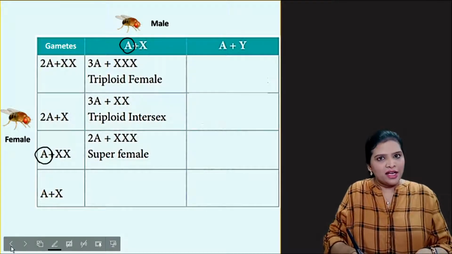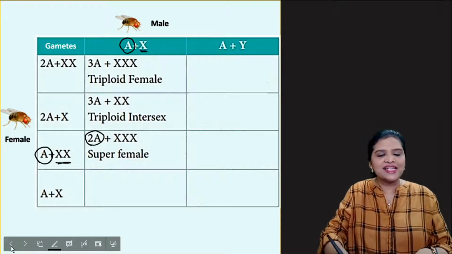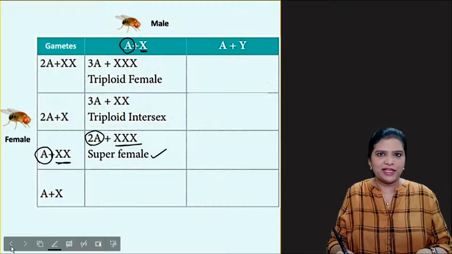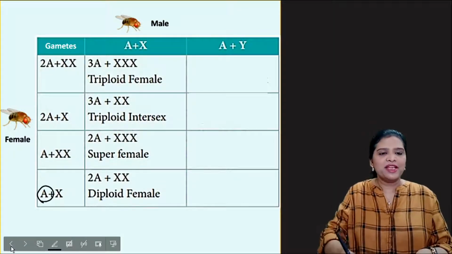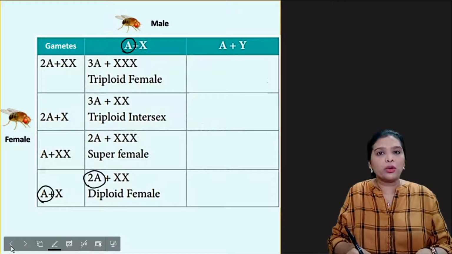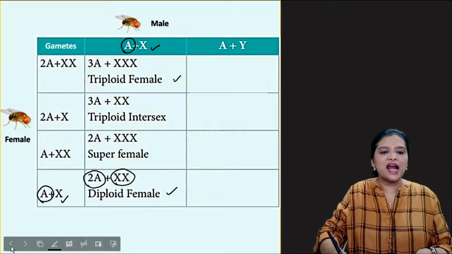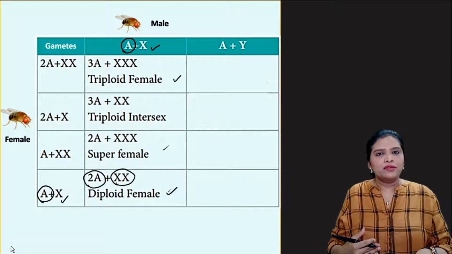Right. Now, the third combination: if 1 autosome of this gamete combines with 1 autosome of the male gamete, then the offspring will have 2 autosomes. Similarly, 2X combines with this X, and it produces triple X. This offspring is called a super female. Got it? And the fourth option: if 1 autosome of this female gamete combines with the autosome of the male gamete, the offspring will have 2 autosomes. Similarly, this X combines with this X and produces XX. This will be a diploid female. So these are the female combinations of offspring in this fusion.